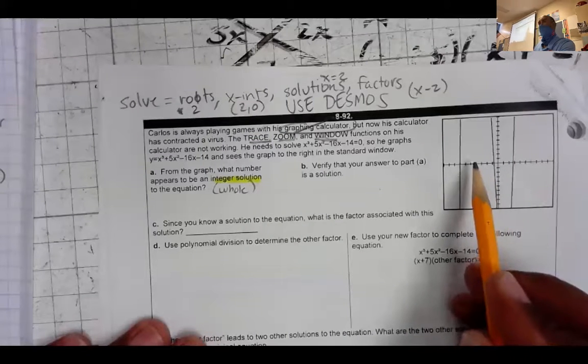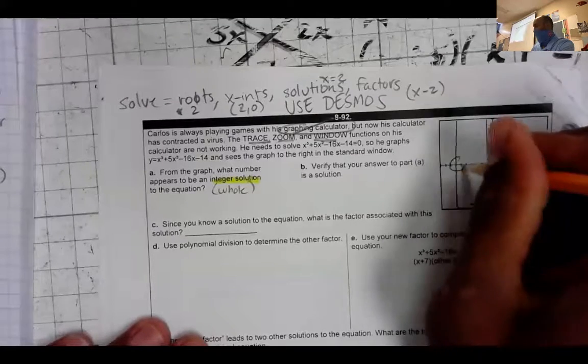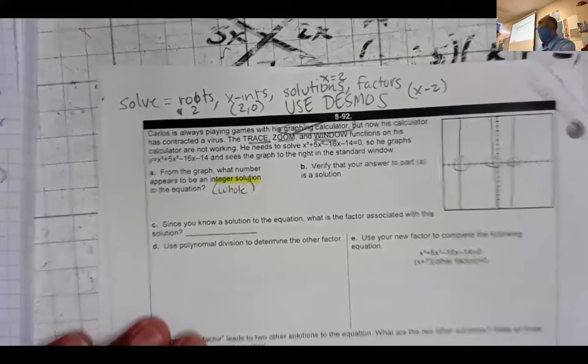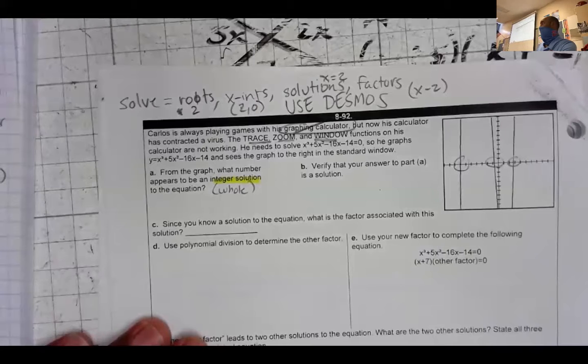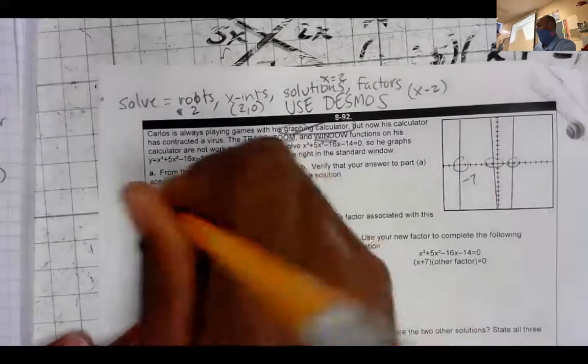First of all, how many times does this graph cross? 3, 1, 2, 3. And how many of those are integers? Just one of them. What is the integer? So that's your one integer.